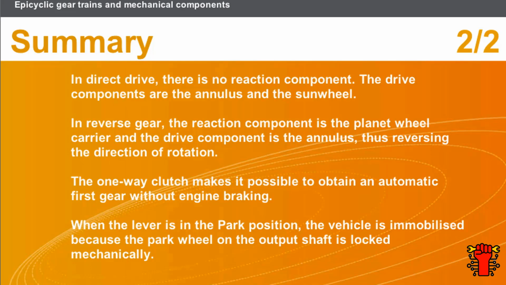In reverse gear, the reaction component is the planet wheel carrier and the drive component is the annulus, thus reversing the direction of rotation. The one-way clutch makes it possible to obtain an automatic first gear without engine braking. When the lever is in the park position, the vehicle is immobilized because the park wheel on the output shaft is locked mechanically.